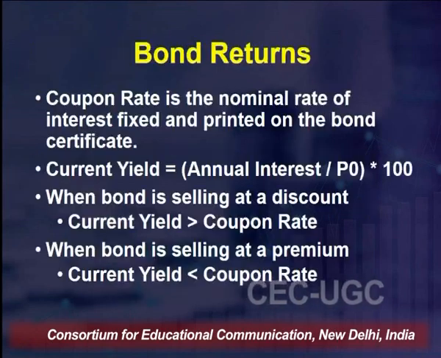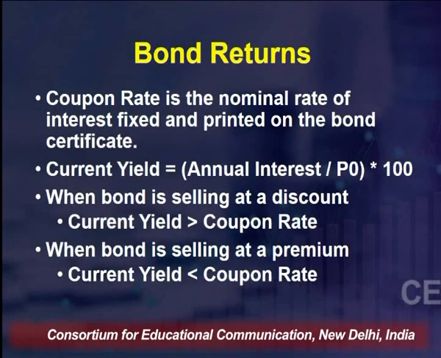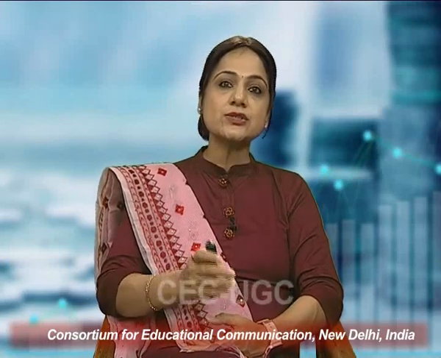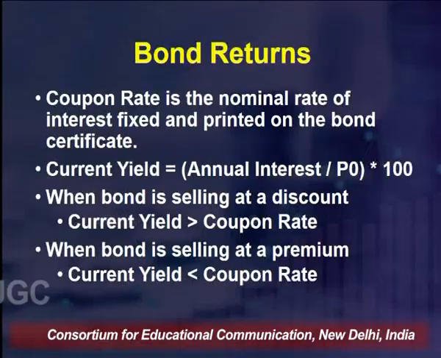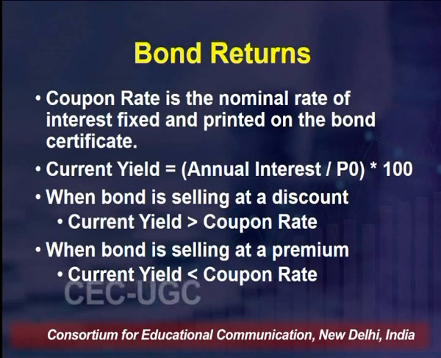Now, that bond return was the difference between the issuing price and the face value. But there are different types of returns. The first return which you get is known as your coupon rate, which is the nominal rate of interest, which is fixed and is also printed on the bond certificate. Whenever you are buying a bond or a debenture, the coupon rate is fixed and mentioned on it, and you are certainly going to get that amount every year, or semi-annually.